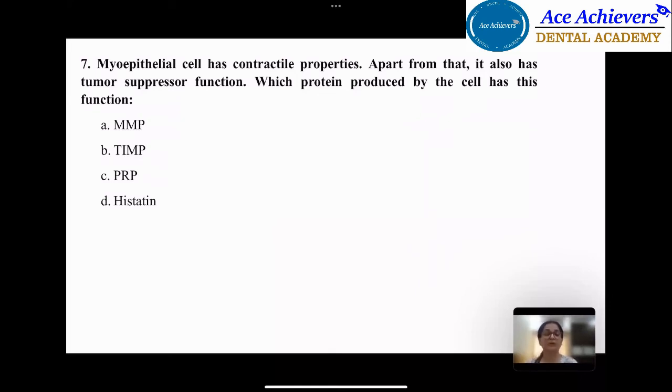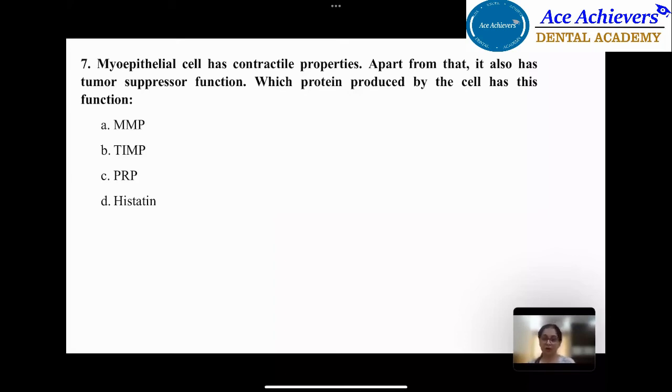So what are the myoepithelial cells doing? Myoepithelial cells produce something known as TIM. TIM stands for tissue inhibitor of metalloproteinases, right? There are mainly 4 types of TIMs: TIM1, TIM2, TIM3 and TIM4. TIM1 is the one majorly produced by myoepithelial cells, and these TIMs are mainly responsible for blocking the activity of the matrix metalloproteinases and hence do not allow the matrix to degrade. And that is how they help in tumor suppressor function.